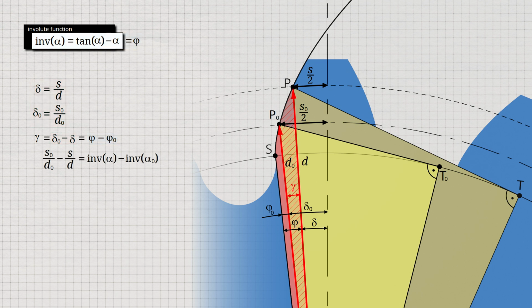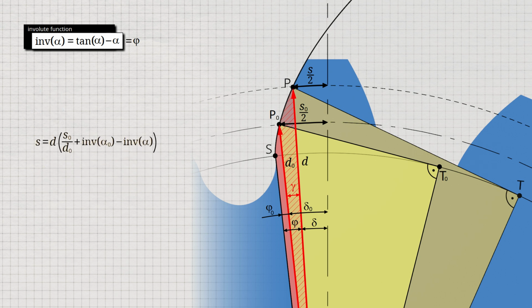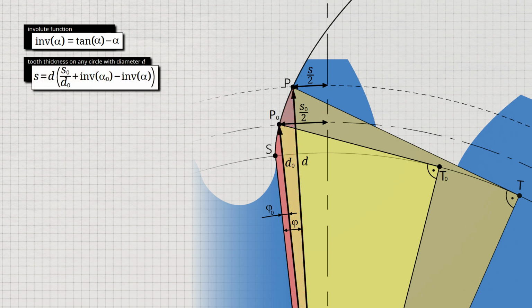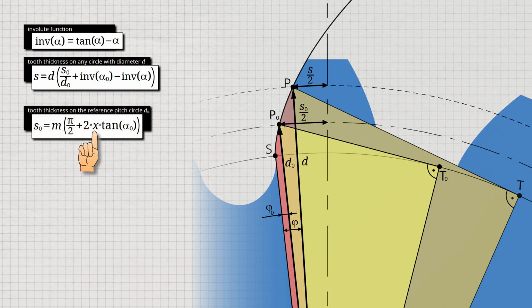We now solve this equation for the circular tooth thickness S and obtain the given formula for calculating the tooth thickness on any circle with diameter d. When applying the derived formula, it should be noted that the tooth thickness S0 on the reference pitch circle depends on a possible profile shift. The relationship between the reference tooth thickness S0 and the profile shift coefficient x has already been derived in the video on profile shift.